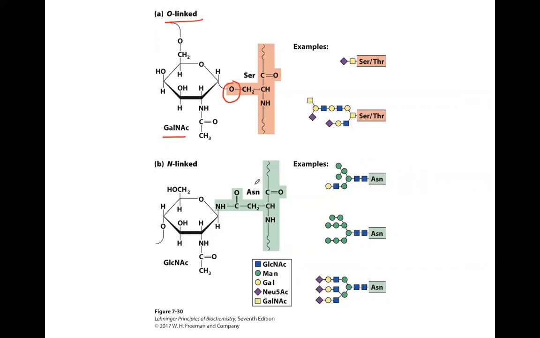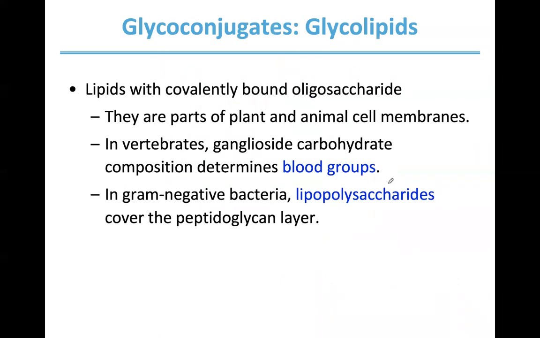Now here's asparagine. So you can see here, this is N-linked. And so here is N-acetylglucosamine, right? And you can see here, usually these are small oligosaccharides. Remember oligosaccharides? And so these are glycoproteins. Now you can also have glycolipids.